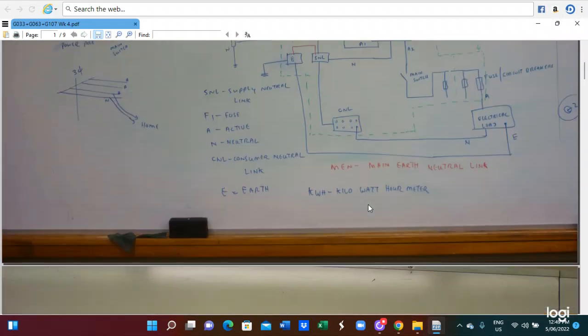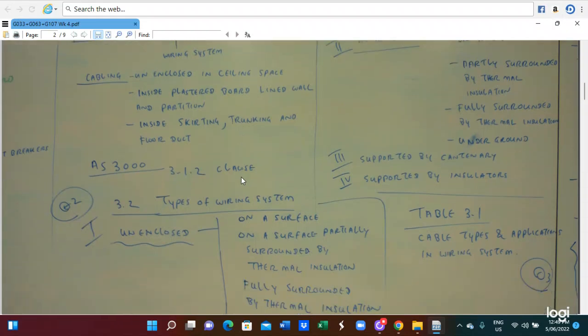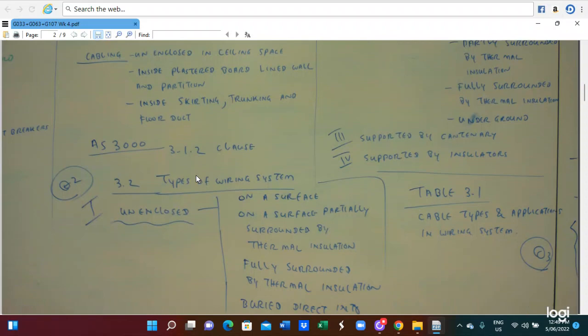As you can see here, in this case, our main switch board to load will be the wiring system. The cable link from the main switch board to load can be included in the ceiling space, inside the plaster board lined wall and partition, inside the skirting, trunking, and the power duct. In this case, we have to read AS3000 clause 3.x.x.